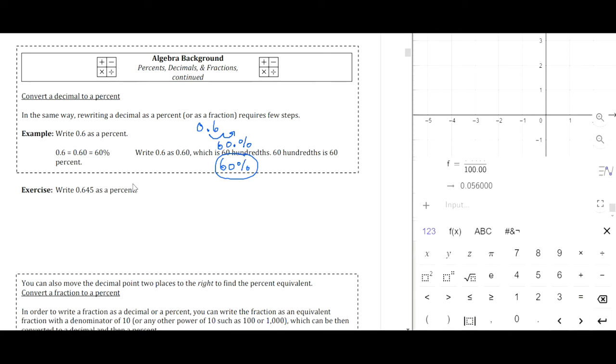0.645 written as a percent. How would that work? Well, we take our decimal point, and since we're going to a percentage, we're going to move to the right. And then, of course, we have to attach the percentage symbol at the end. So 0.645 is the same as 64.5%.